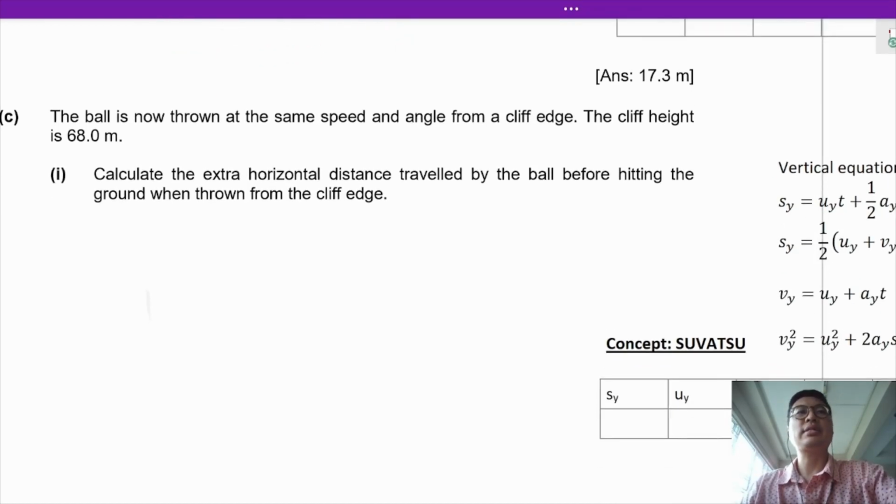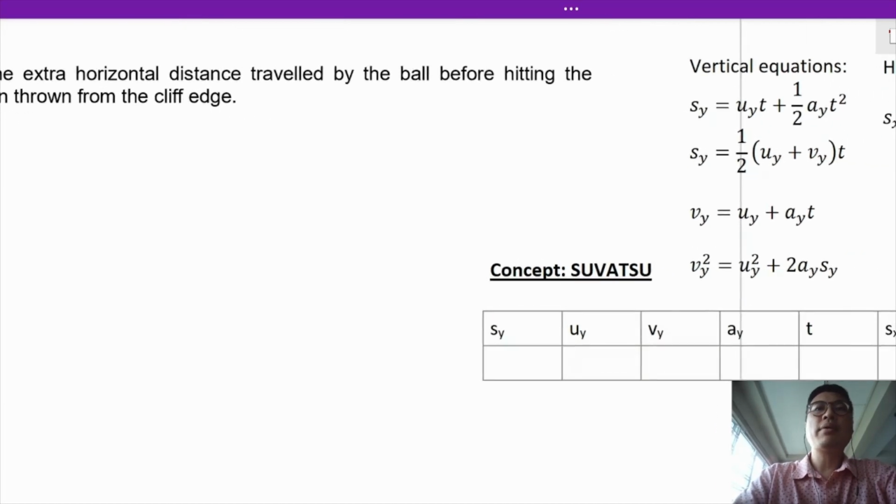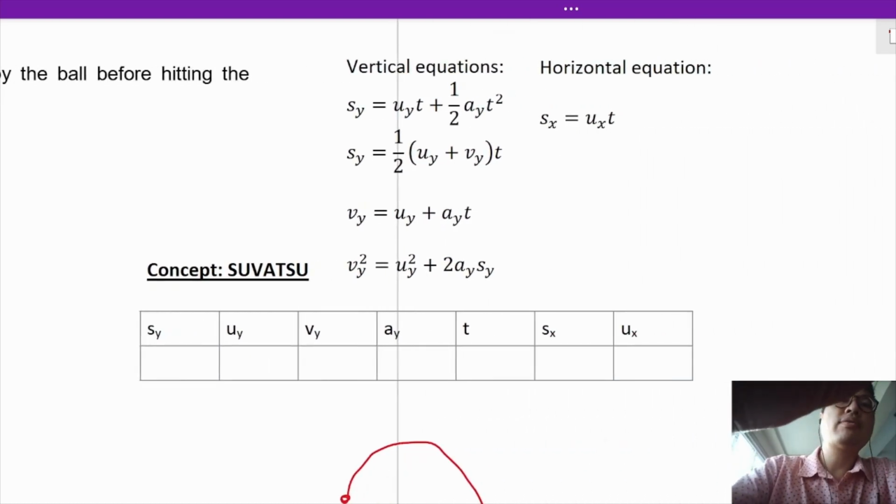Now the ball is thrown at the same speed and angle from a cliff edge. The cliff height is 68 meters. Calculate the extra horizontal distance traveled by the ball before hitting the ground. So now we're going to fill in the values for the ball, and it's traveling like this, and hits the ground.